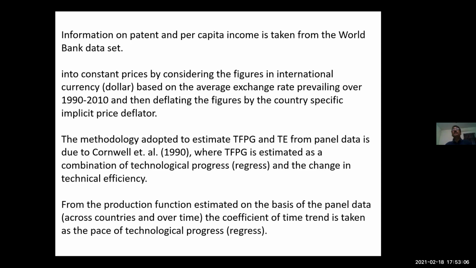The methodology adopted to estimate TFPG and TE from panel data is due to Cornwell, Schmidt, and Sickles, where they conceptualize a frontier production function. And that frontier production function will decompose the TFPG in terms of technological progress and the change in technical efficiency. So you can estimate technical efficiency, and also the change in technical efficiency. And when you combine the technological progress with the change in technical efficiency, you get the total factor productivity growth. So from the production function estimated on the basis of panel data, the coefficient of the time trend is taken as the pace of technological progress or regress. If it is positive, it is technological progress, and if it is negative, it is technological regress.